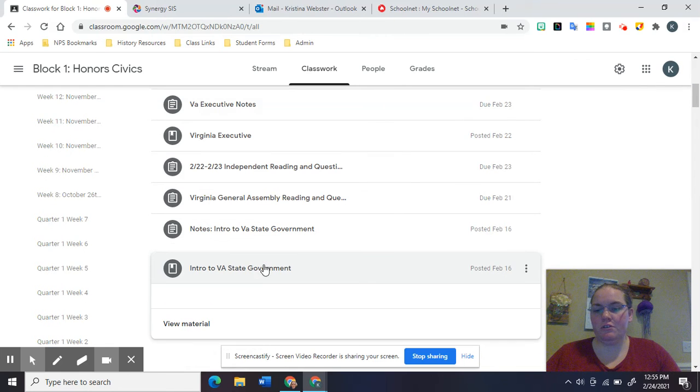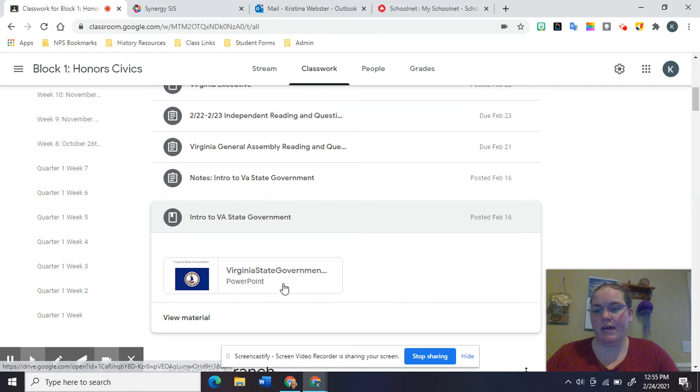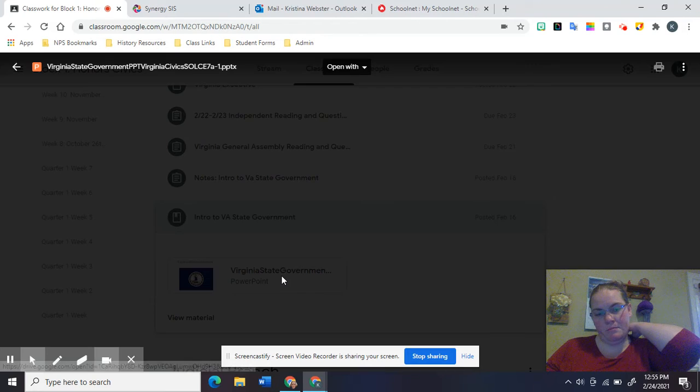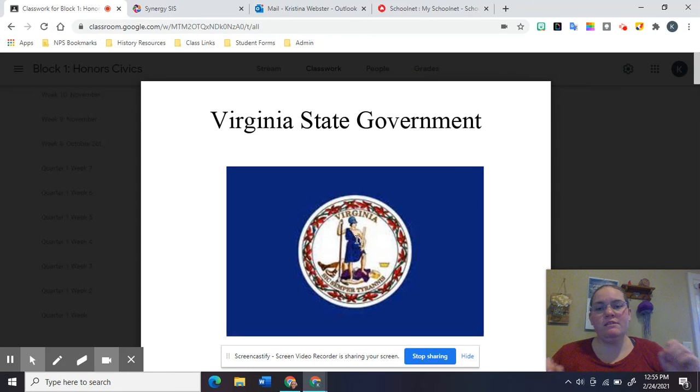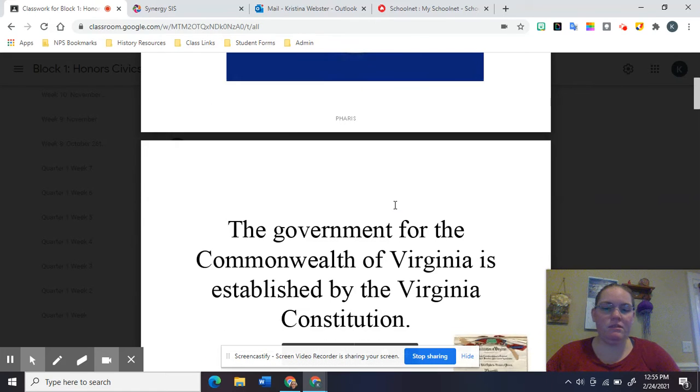So we finished up the judicial branch. Now we have our Virginia state government, which is all about what's going on in Virginia. Good news is, though, it looks a lot like the setup of the federal government. So the Virginia state government.